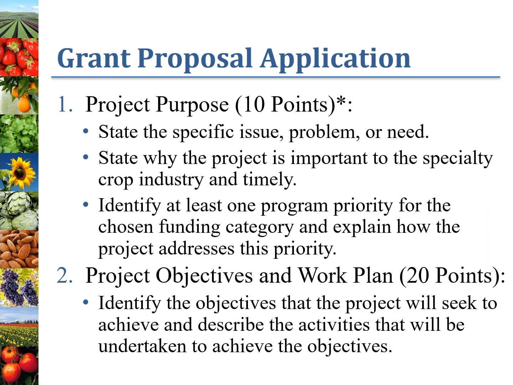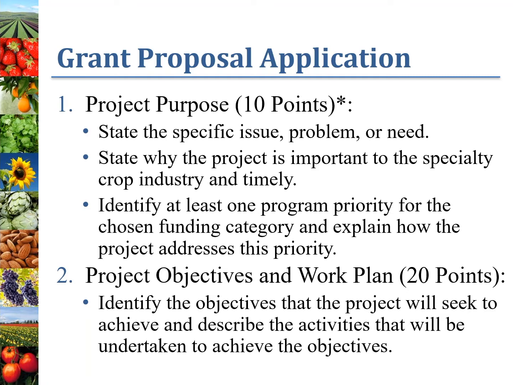The first question is project purpose, and it is worth 10 points. For this question, be sure to address each of the following: the specific issue, problem, or needs your project will address, why it is important and timely to the specialty crop industry, and identify at least one of the 2022 SCBGP program priorities for the chosen funding category, as described in the request for concept proposals verbatim, and explain how the project addresses the priority.